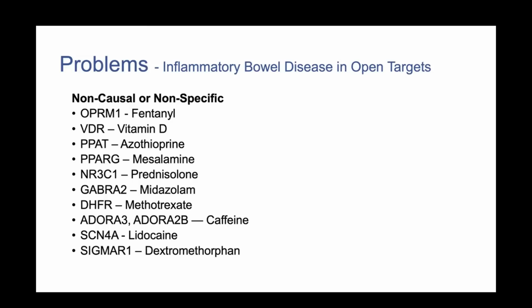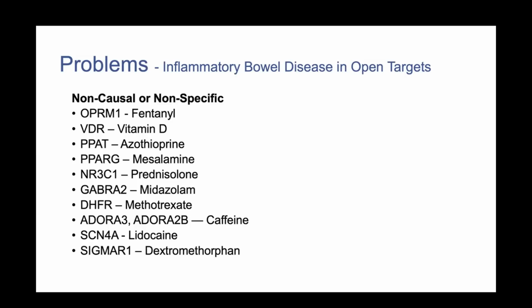Lidocaine is a drug target for ulcerative colitis. Why? Because, well, you need to give people lidocaine before they have their colonoscopy. Dextromethorphan, an anti-coughing medicine, is a target for ulcerative colitis. So this is just, you could do this on most diseases. You just spin through these and be like, oh my goodness, this is what we're trying to find.